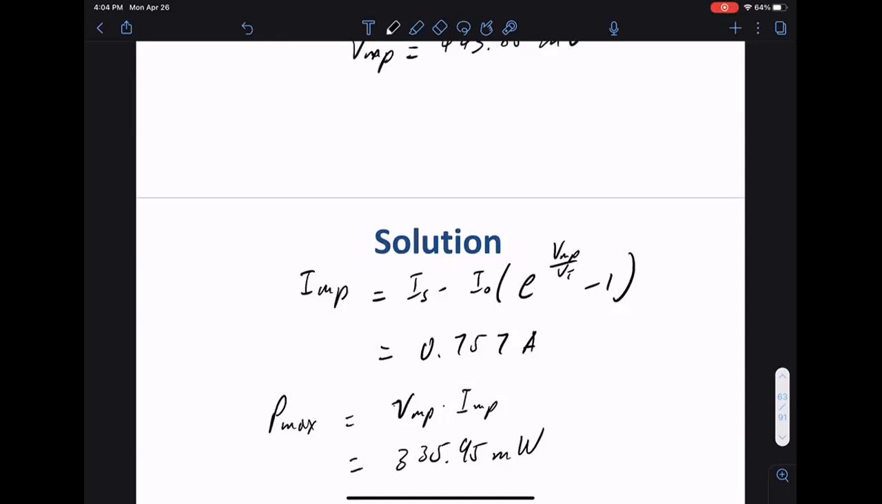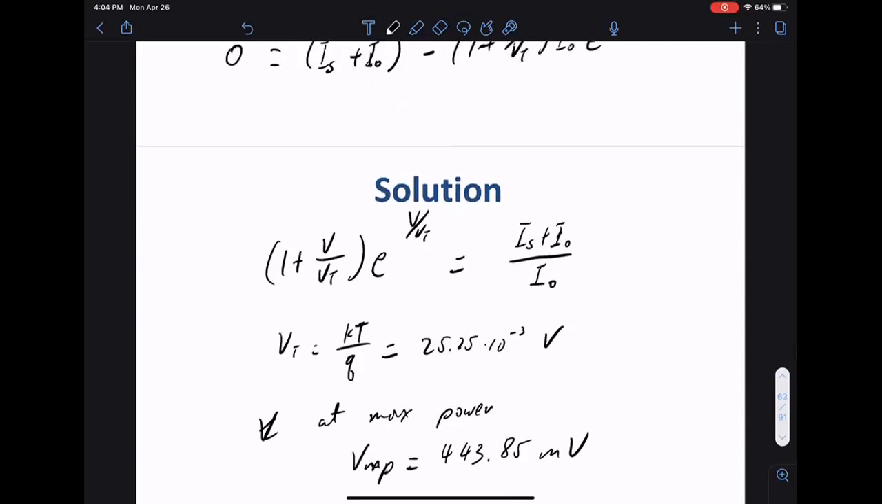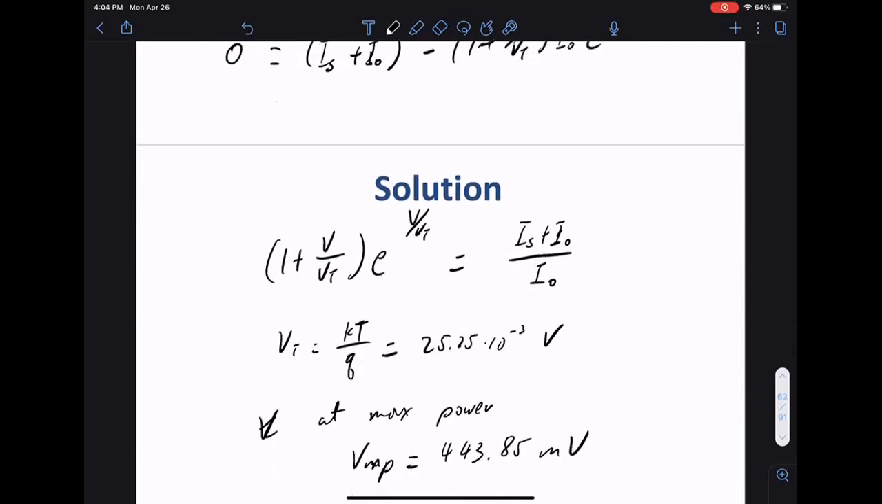Any questions about this? Okay, so you're expected to be able to solve an equation like this, basically. You're expected to be able to, let's say, graph this in MATLAB and solve it, or just get a computer, try many values of V and see which one gets you closest.